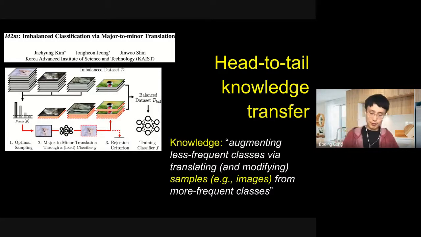So you got a lot of training images from the head classes and not enough from the tail classes, but learning a translation or modifying function from the head such that we can modify the examples or augment the examples from the tail classes such that we have a little bit more training examples for the tail.